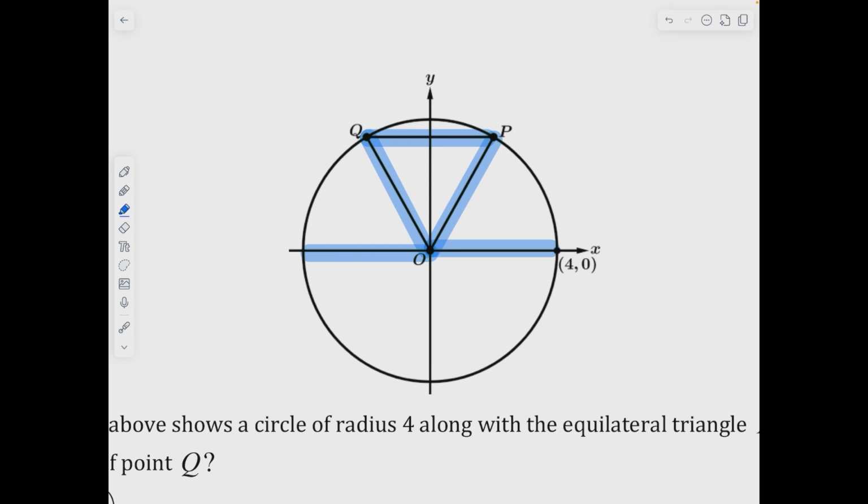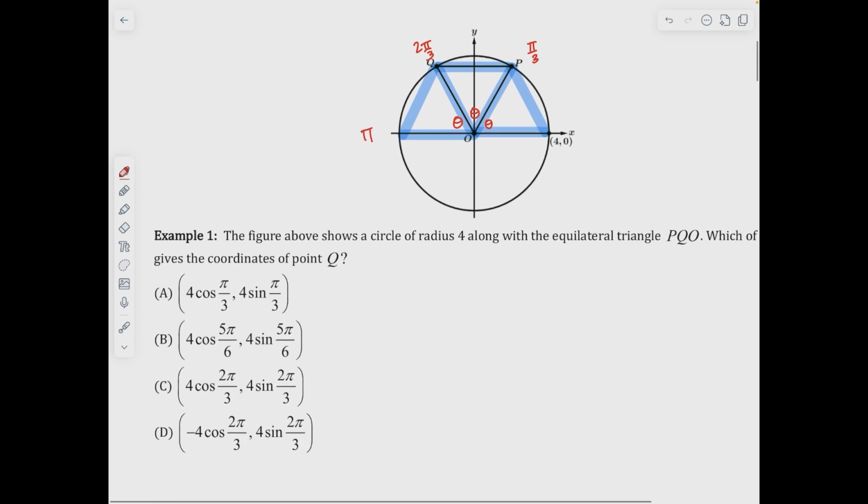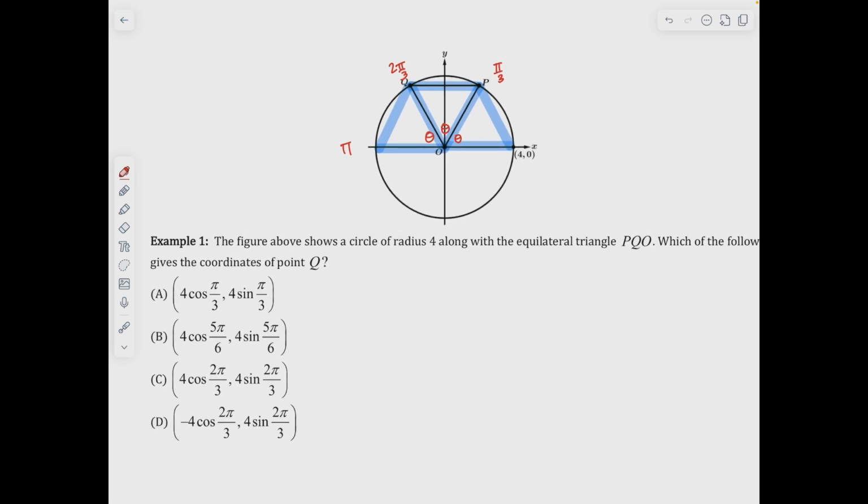Because these are equilateral triangles, I can also connect here, and here. So there are 3 equilateral triangles that create this one circle, with an angle here, here, and here. Over the span of 0 to pi, I have 3 triangles, which means this is 1 pi over 3, this is 2 pi over 3, and then we have 3 pi over 3. So which of the following gives the coordinates of point Q?